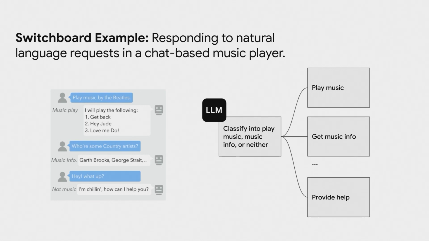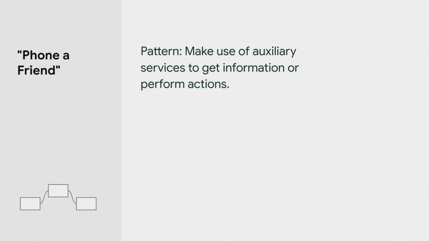Once we make that determination, then we can route the request to the proper handler. And again, not trying to do everything all at once, right? Break it up into smaller pieces and then figure out where there are potential points of failure. The next pattern, phone a friend.